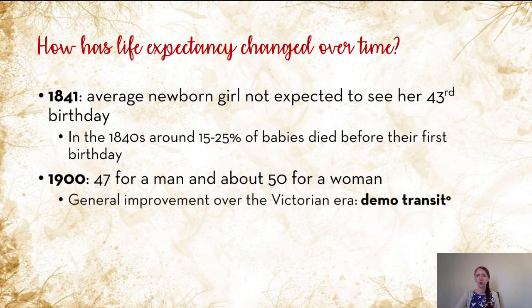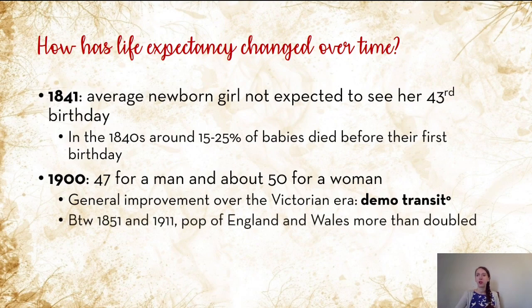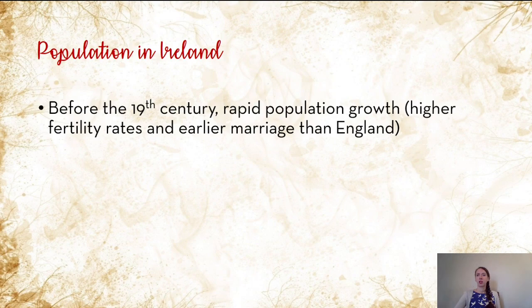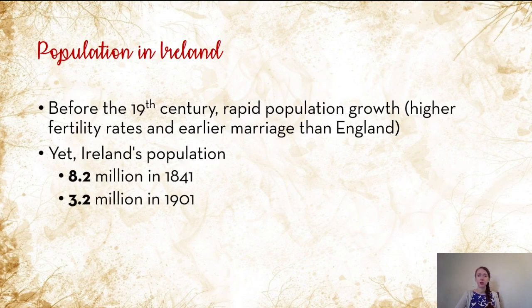So there was a general improvement, especially over the Victorian era, with Britain going through its demographic transition. Between 1851 and 1911, a period of 60 years of history, the population of England and Wales more than doubled. But what about the population in Ireland? There was rapid growth in Ireland before the 19th century, with high fertility rates, early marriage, earlier than England actually, so rapid growth. Yet Ireland's population went from 8.2 million in 1841 to 3.2 million in 1901. What happened that led to a population loss of more than half what it was in 1841?